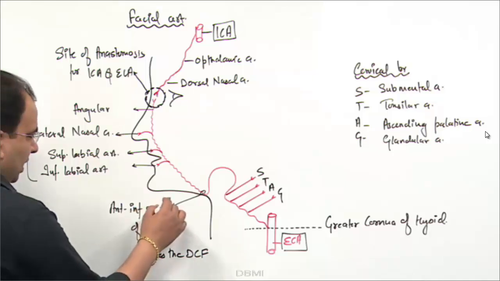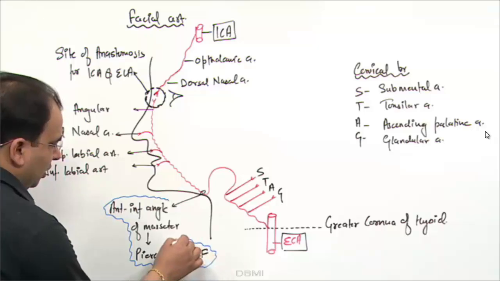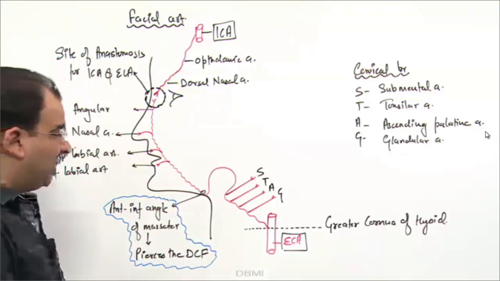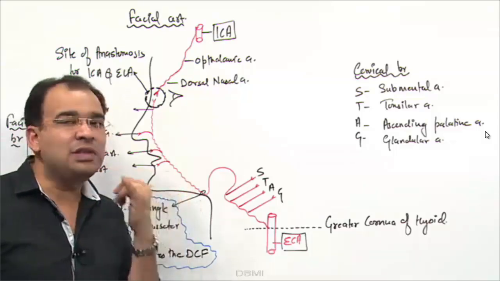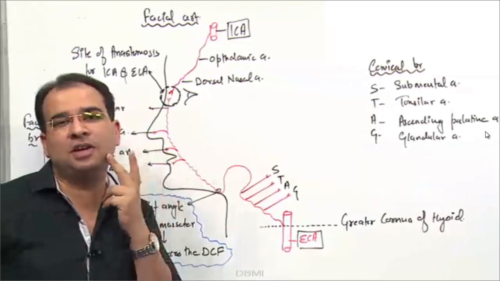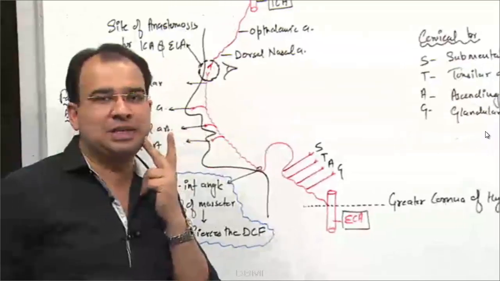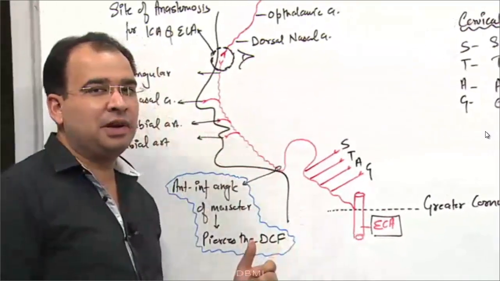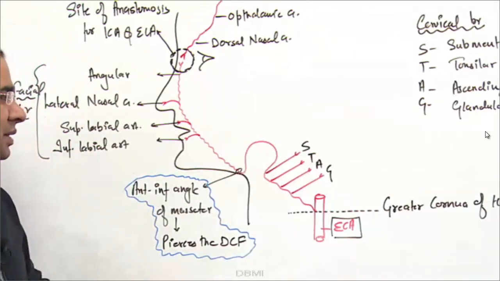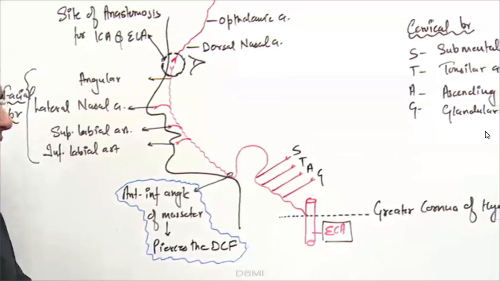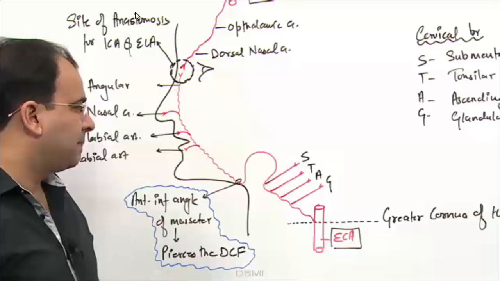It pierces the deep cervical fascia at the level of the anterior inferior angle of the masseter, and when it pierces the deep cervical fascia there, we can also feel the pulsation of the facial artery here. There is no deep fascia here, so we can feel the pulsation of the facial artery at the anterior inferior angle of the masseter, and that's why the facial artery is also referred to as the anesthetist's artery. You can feel the pulsation at the anterior inferior angle, so we call it the anesthetist's artery.